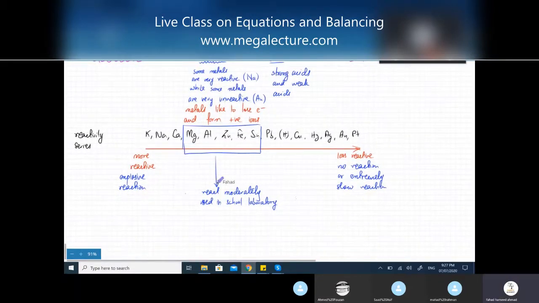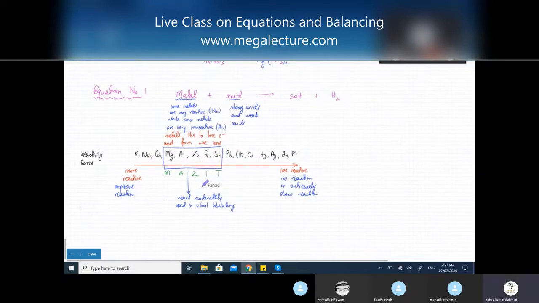One way to remember these metals is, remember the word mazet. You can try and remember this word. Z is zinc, A is aluminium, I is iron, and Sn is tin, so that's T. So just remember these words. When you think of this reaction, think of mazet metals. They're the ones that are going to have a normal reaction.